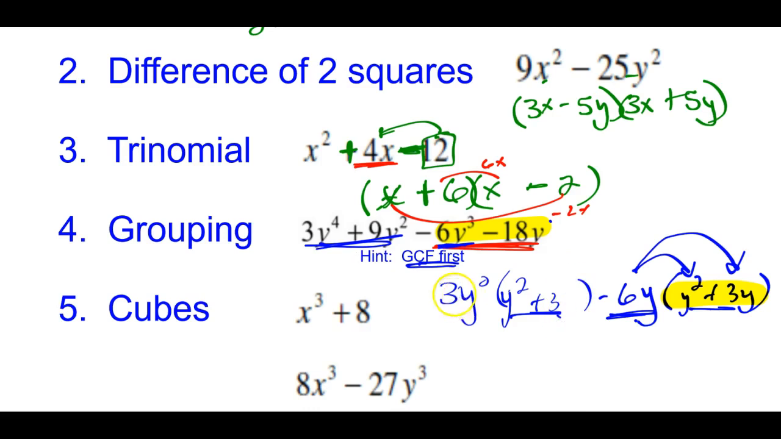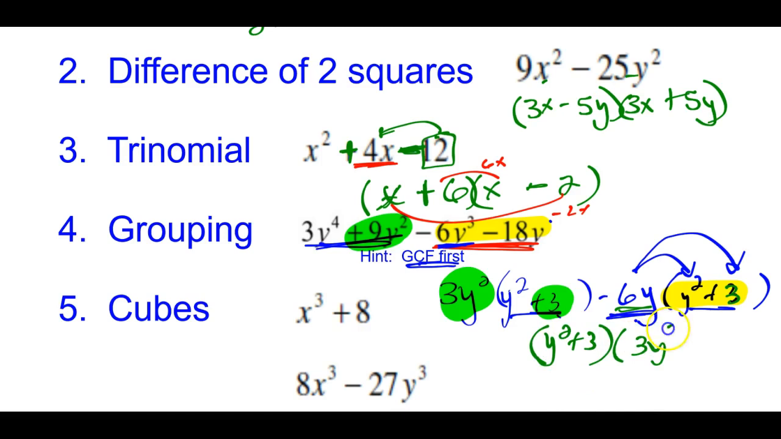Checking this term, 3y squared times 3 gives me the 9y squared, and I shouldn't have put in this extra y here. But I found it because that negative 18y, the last term, didn't work out either. So now it does work. Negative 6y times the positive 3 does give me the negative 18. So then I can pull out a y squared plus 3, leaving me with 3y squared minus 6y.